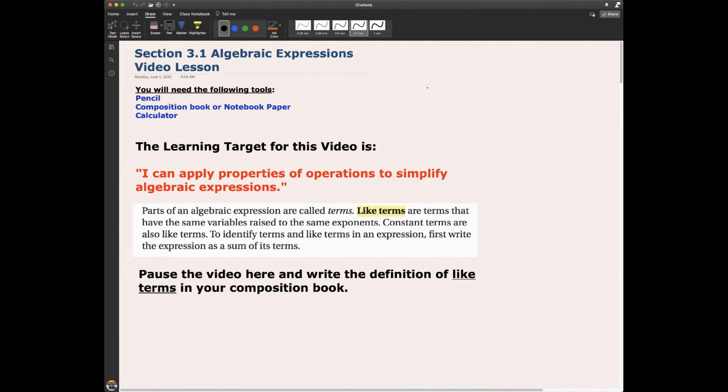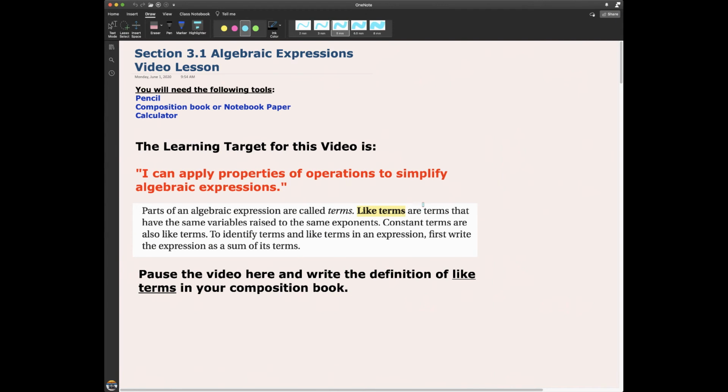As usual, you will need pencil, composition book or notebook paper, and a calculator. And the learning target for this video is I can apply properties of operations to simplify algebraic expressions. All right, so for the first part of the lesson, there's vocabulary. And I want you guys to start getting in the habit of writing vocabulary in your composition book.